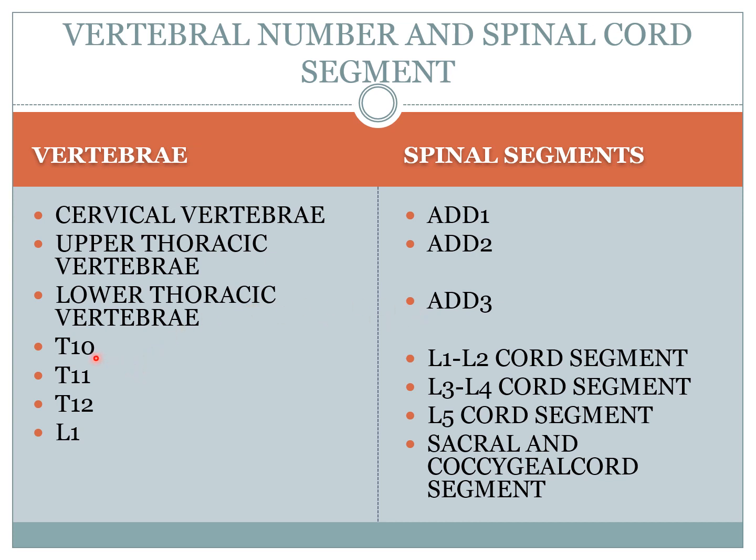Similarly, at T10 we have L1 and L2 cord segments. At T11 we have L3 and L4 cord segments. At T12 we have L5, and at L1 we have sacral and coccygeal segments. And L1 is the lower level of the spinal cord, where there is conus medullaris.